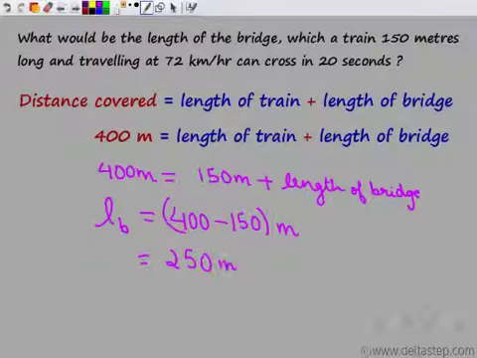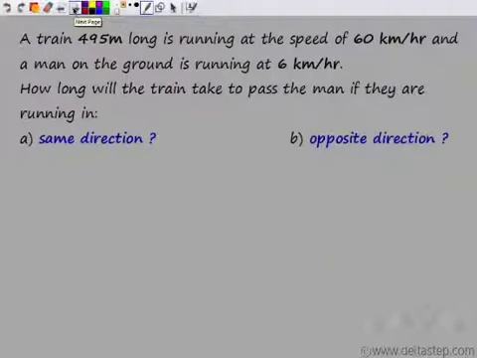So we found the length of the bridge. We wanted to find the length of the bridge, and the length of the bridge is equal to 250 meters. So that's how you can use this to find the length of the bridge. Now let's solve this question.